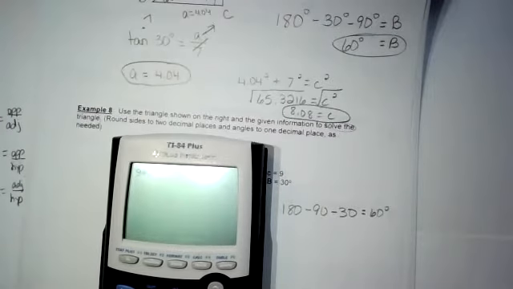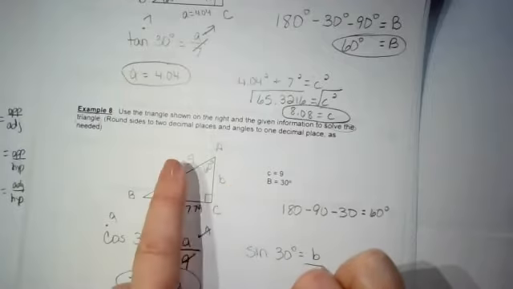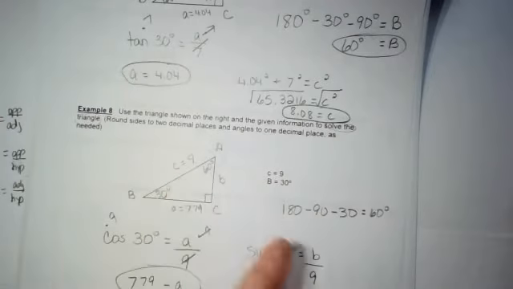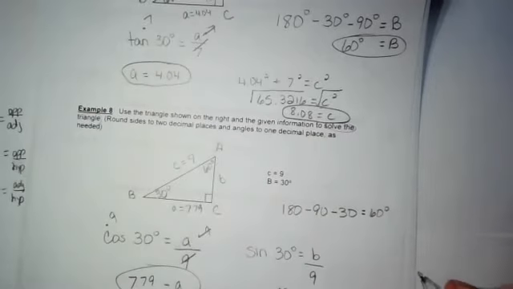All right. You have 2 choices. If you like doing it this way, you could go right over here and do sine of 30 degrees is opposite over hypotenuse. Multiply it by 9 and get B. Or you can do Pythagorean. 7.79 squared plus B squared equals 9 squared. You can solve for B that way. You have a lot of different choices here with right triangles. It's up to you whichever way you like better.